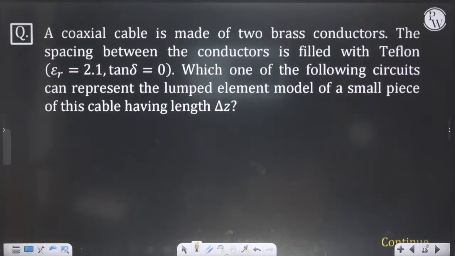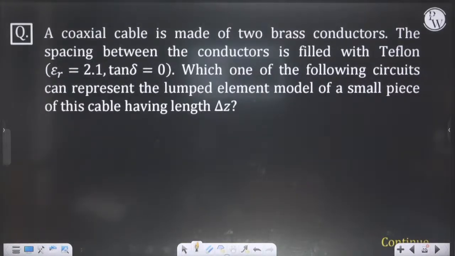Next question, they are asking about tangent loss. You should know what tangent loss is. A coaxial cable is made up of two brass conductors. The spacing between the conductors is filled with Teflon, that means the dielectric used is Teflon. Which of the following circuits? They have given so many circuits.